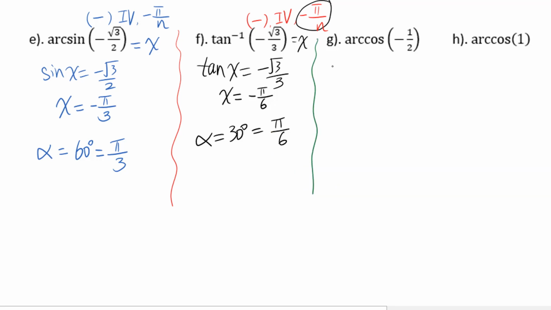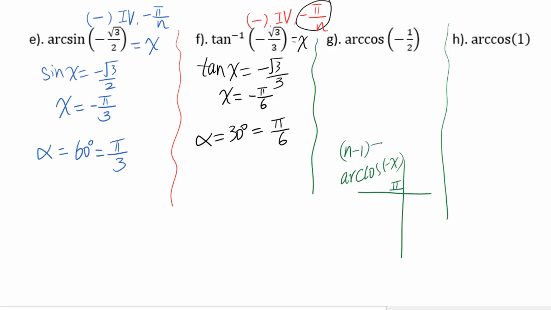Let's go to J. Arc cosine -1/2. Check the diagram. You have arc cosine -x. Go to the second quadrant. Pattern is n-1 pi/n for special angles. Therefore, this is negative. Go to the second quadrant. Pattern is n-1 pi/n. So we set up this equals to x.